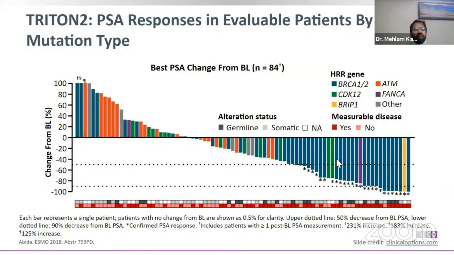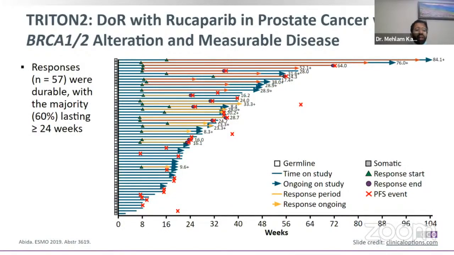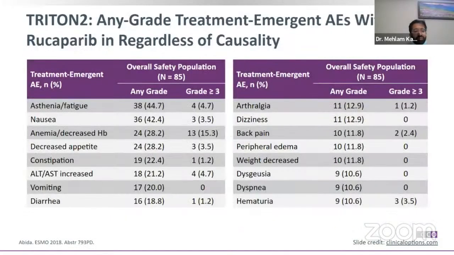So TRITON-2 patient responses, PSA response based on the mutation type. As we saw in the PROfound study, the same thing we can see here also. Patients with ATM mutation didn't have great responses. However, patients with BRCA mutation had the maximum responses, and other mutations also had some responses. The responses were durable, with the majority lasting more than 24 weeks. Again, as with other PARP inhibitors, fatigue, anemia, and nausea are the most common side effects, with anemia being the most common, with grade 3 toxicity in 15% of the patients.